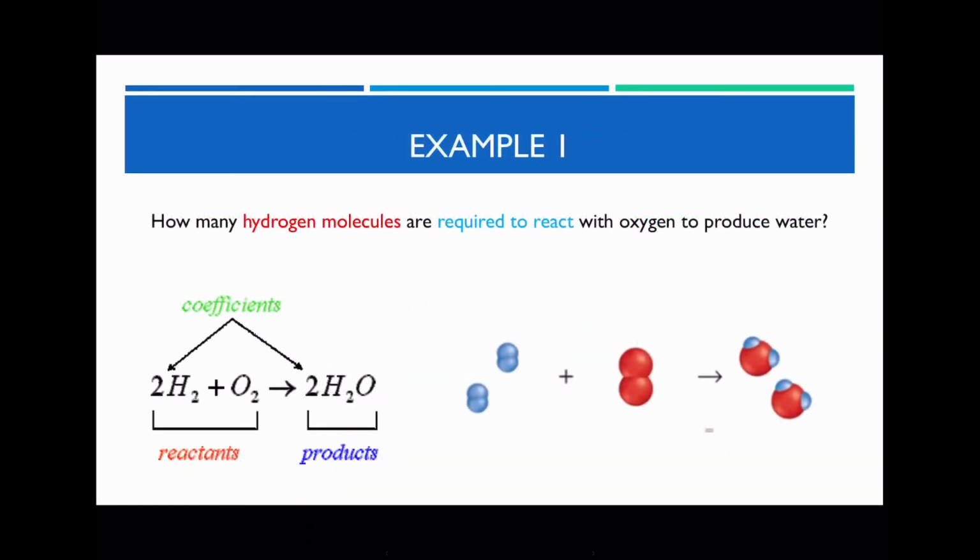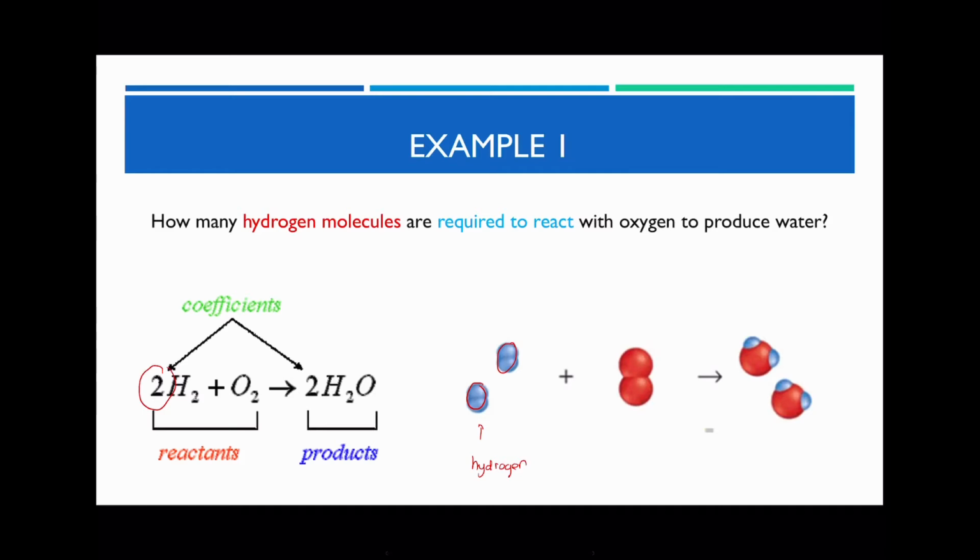So the first question reads out, how many hydrogen molecules are required to react with oxygen to produce water? So I've got the diagram as well as the chemical equation just to illustrate for you guys right now. Now notice over here, the blue atoms in this case represent your hydrogen gas. So each of these, that's one hydrogen gas molecule, that's another hydrogen gas molecule. This is also represented by your chemical equation here with the coefficient 2.